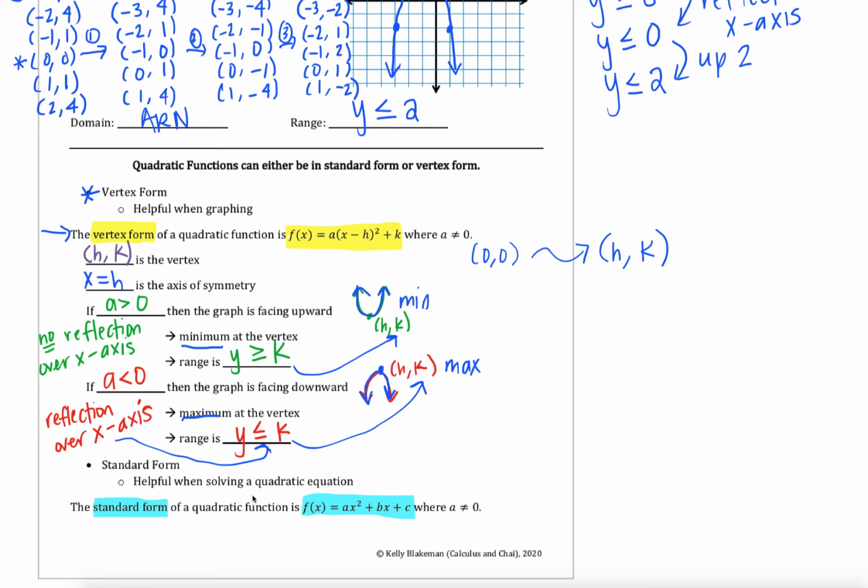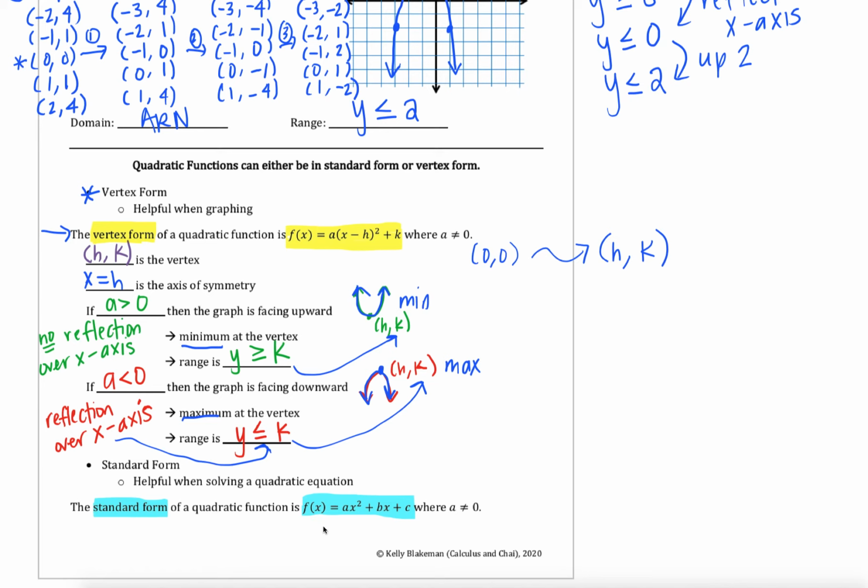Now, standard form, on the other hand, is not really helpful for graphing at all, but it's going to be really helpful as we start to solve quadratic equations. So a large part of this unit is not going to be about graphing. It's instead going to be about solving all these different types of quadratic equations, and we're going to want all of our quadratic equations in standard form then.